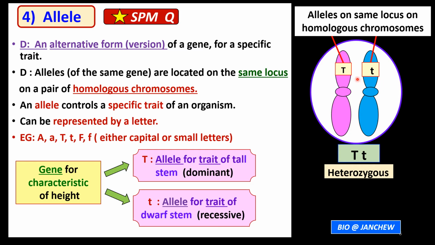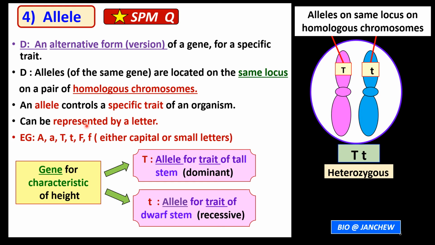All right, so you cannot have one big T here and then the small t somewhere far down below or near the centromere. It must be at the same locus on the pair of homologous chromosomes. So maybe here you have big T, small t. Further down here, maybe there's another pair of alleles, small f, big F. They are at the same locus, same position on the pair of homologous chromosomes. So remember, they have the same locus on a pair of homologous chromosomes if they are alleles of the same gene. So an allele controls a specific trait, and it can be represented by a letter.